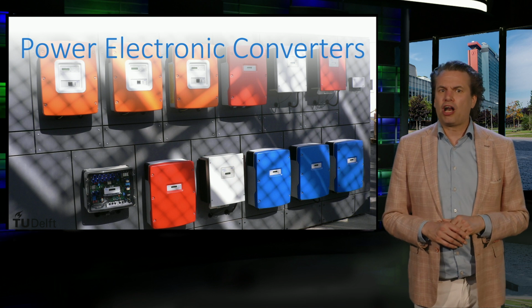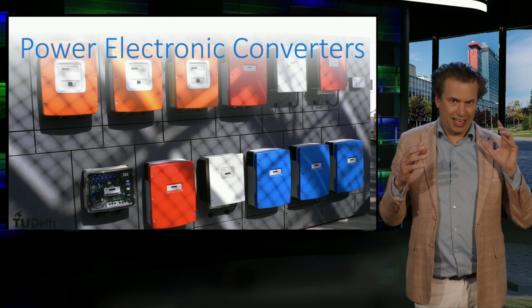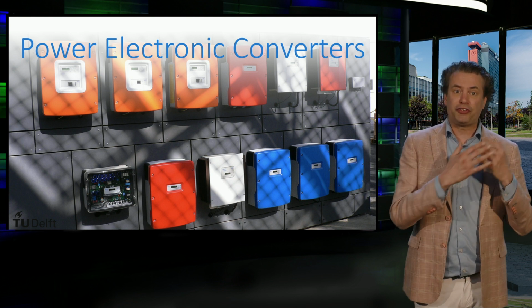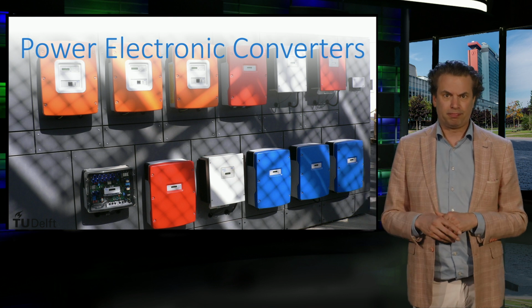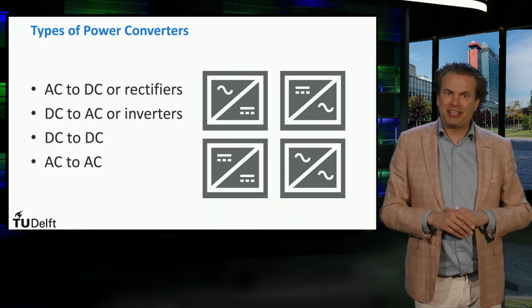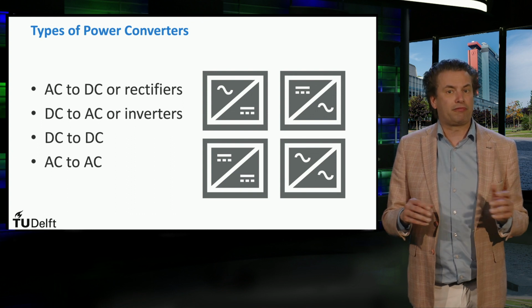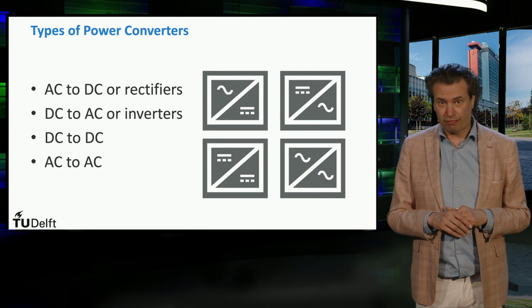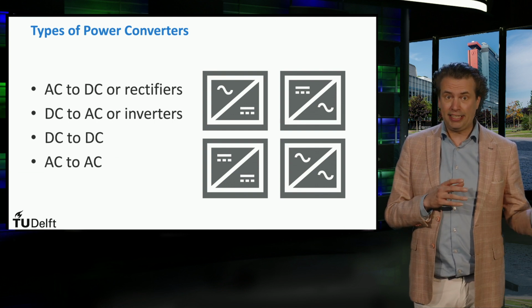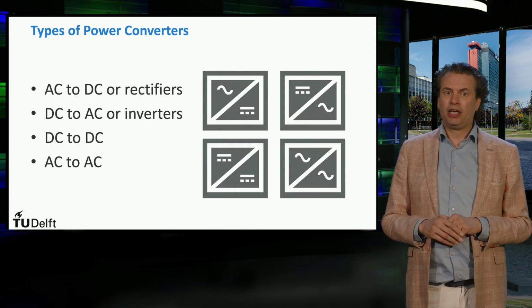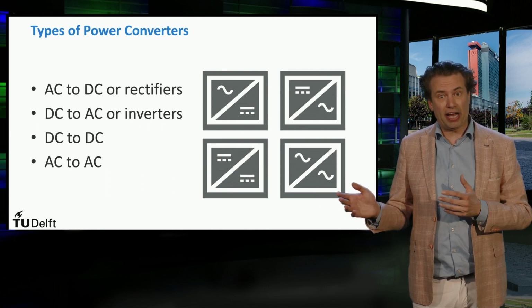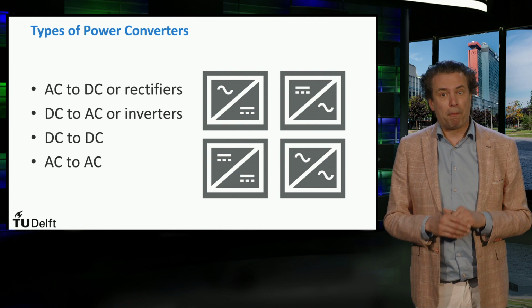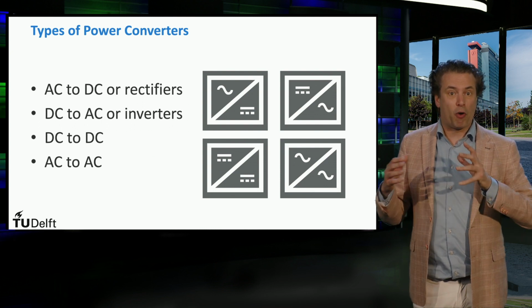Power electronic converters allow us to process and control the flow of electric energy. By means of a power converter, it's possible, for example, to convert alternating current into direct current. Based on the input and the output waveforms, power converters can be classified into 4 types. AC to DC, also known as rectifiers. DC to AC, also known as inverters. DC to DC and AC to AC. Power converters are capable of adapting the voltage and frequency of the power supply into the voltage and frequency required by the load.